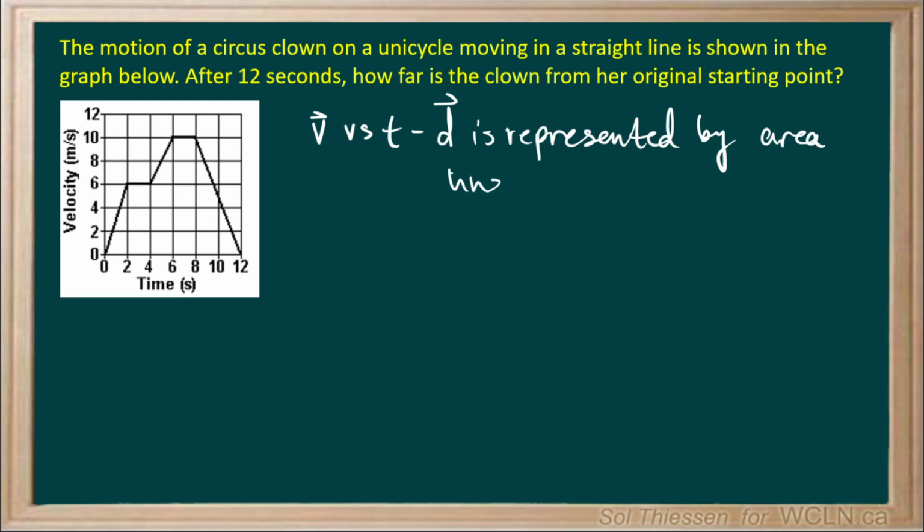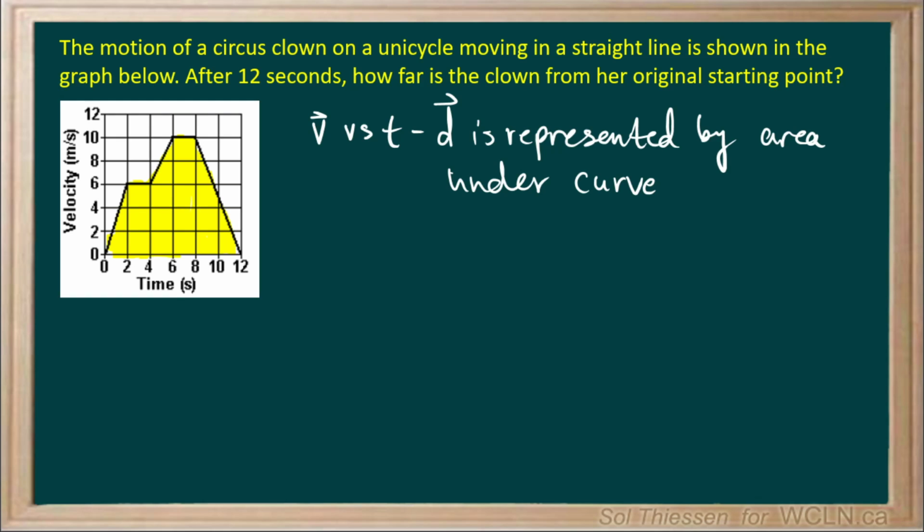under the curve, or area bounded between the graph and the x-axis. So in this case, the displacement of the clown is entirely positive, since the area is all above the x or time axis. And so the clown is only traveling in the positive direction.